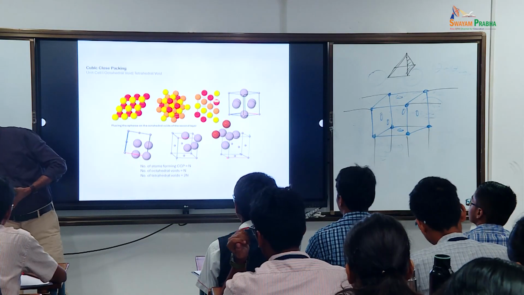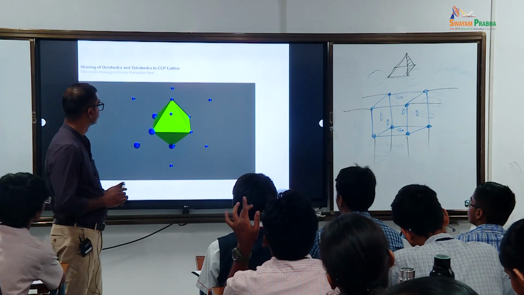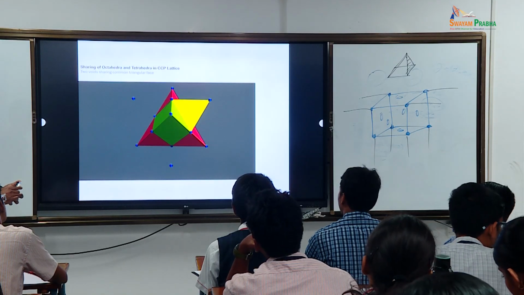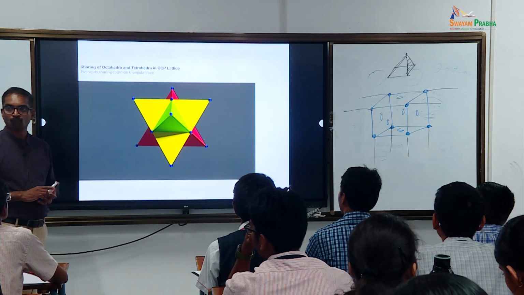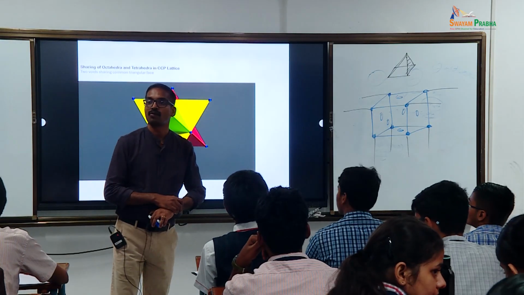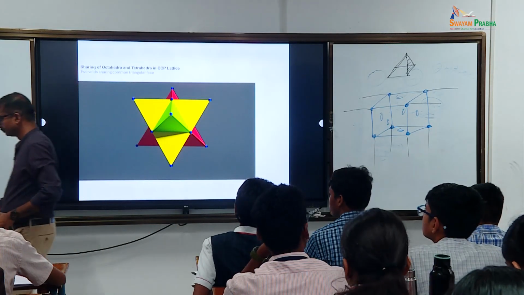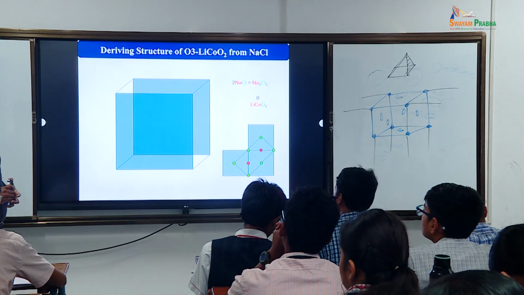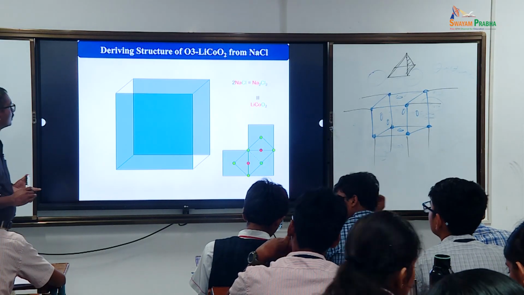Now let us do it a little differently, because all of you might have learned the sodium chloride structure, which is rock salt, right? So this is a cube. We have atoms in the corners and the face centers. That's an FCC lattice. And what I am going to do now is put some atoms in the voids also. For now, I am going to add atoms only in the octahedral voids. Where are the octahedral voids?